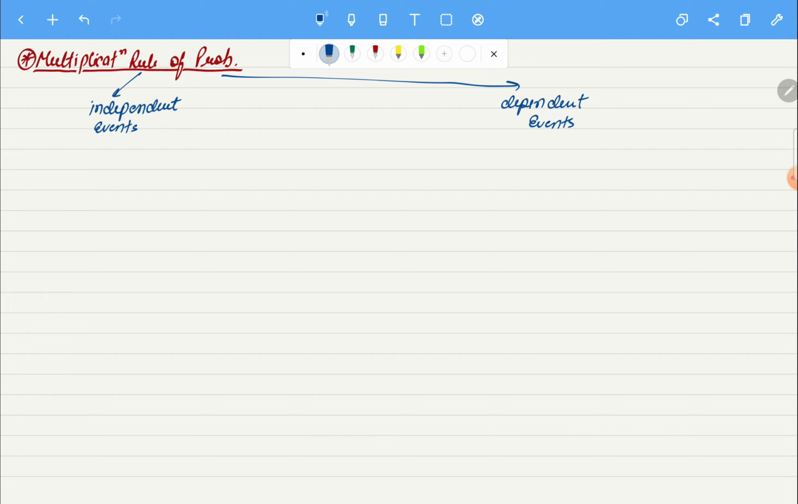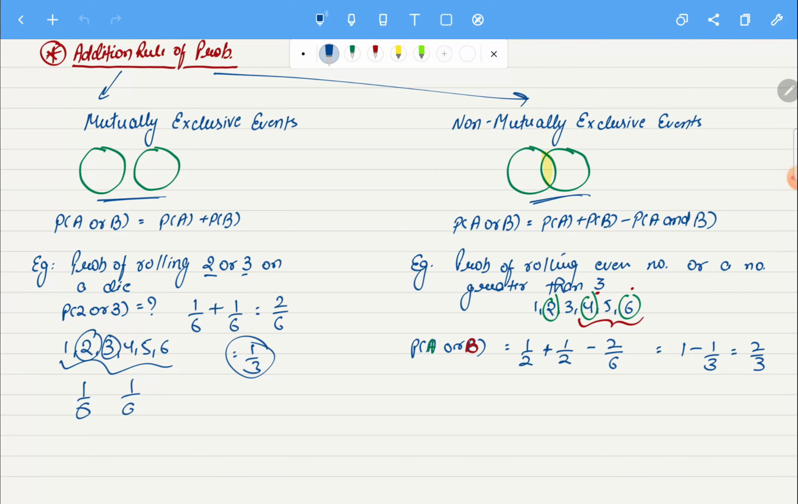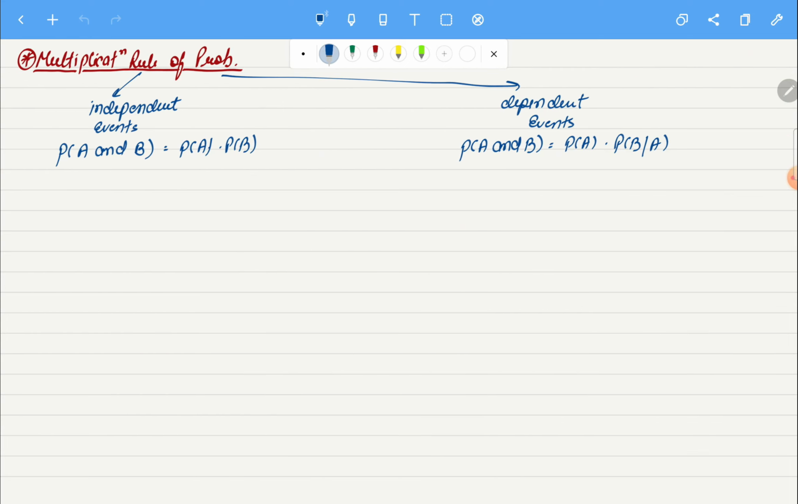So first let me show you the formula for both of these cases, and then we will move on to the examples, and that will make things much clearer to you. So from the formula, the first thing that you will see is that we use the multiplication rule when we want to use AND. So if we want to find the probability of A and B, we use the multiplication rule, and in the previous slide we saw that when we want to find A or B, we use the addition rule. Now when we have independent events, we can simply do probability of A times probability of B. But when we have dependent events, we do probability of A times probability of B given A.